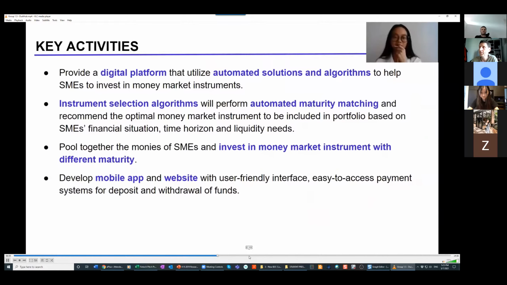Face and easy to access payment system for deposit and withdrawal of SME, and algorithm that perform automated maturity matching based on SME financial time horizons and their liquidity needs. However, since money market is a low return.